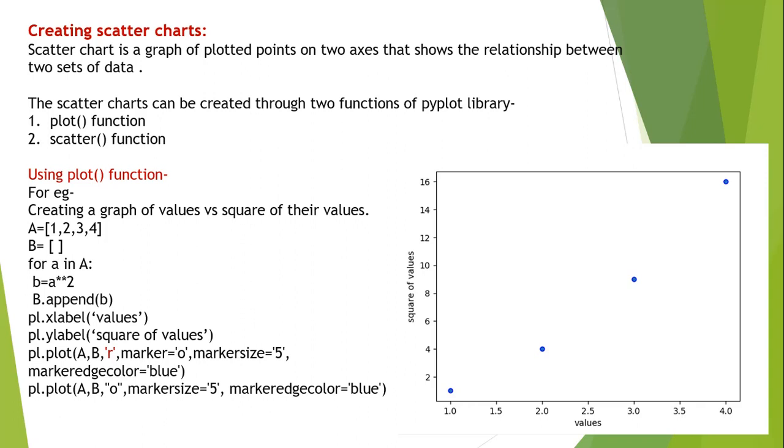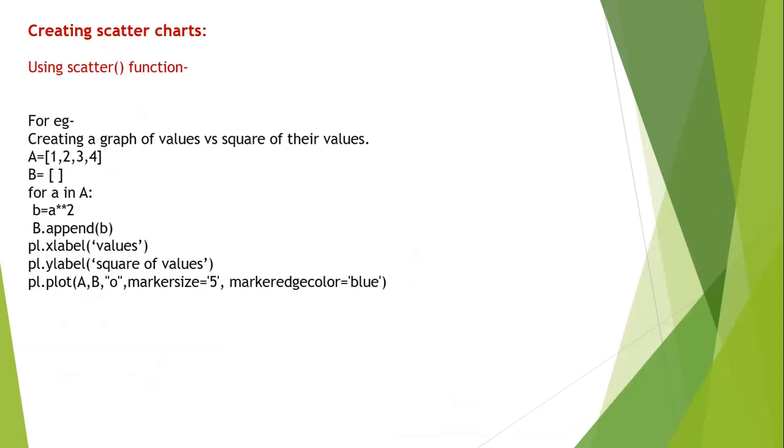Okay, and you can see the difference here is that when we were drawing the line chart, the line was joining these data points, but right now there is no line which is joining it. The line is absent in this. Okay, and that's why we can see that data values are scattered there, and that's why it has got the name scatter chart. Okay, let's move further using scatter function.